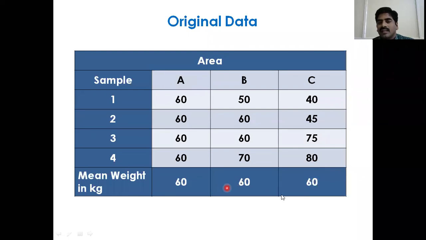In all the areas the mean is the same, but observations deviate from the mean value. See here, there is no deviation. All the individual observations are 60 and the mean is also 60. Here deviation is 0. In this case deviation is there. Here you can observe huge deviation in area C. These variations, these deviations, we can measure by using measures of dispersion.